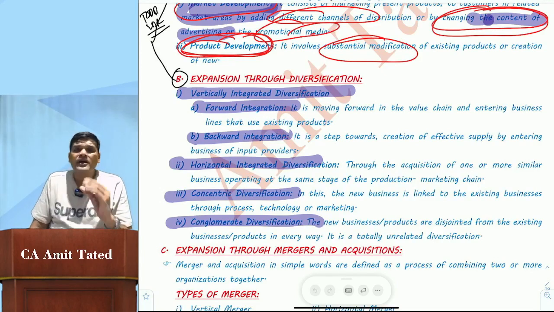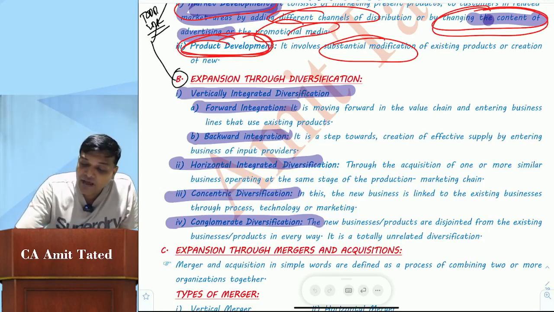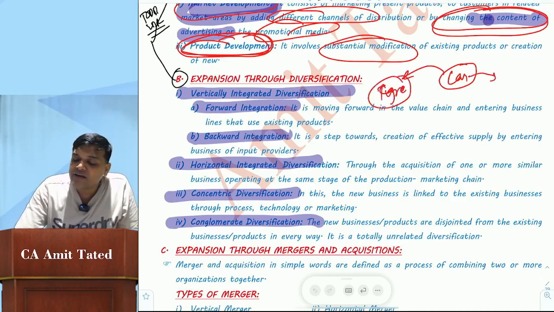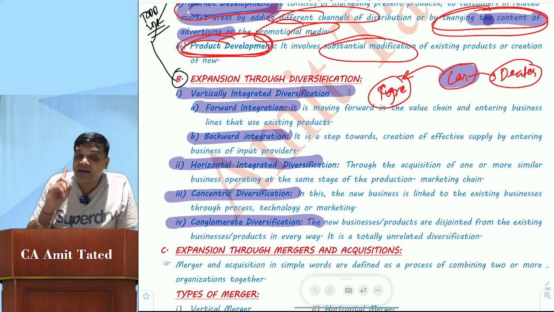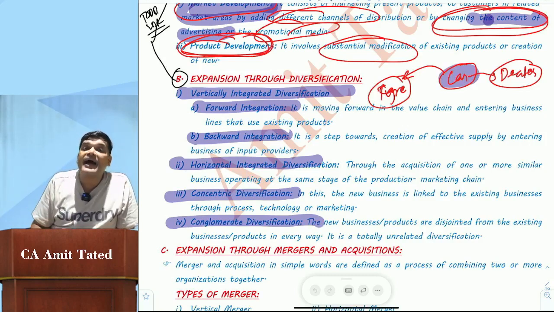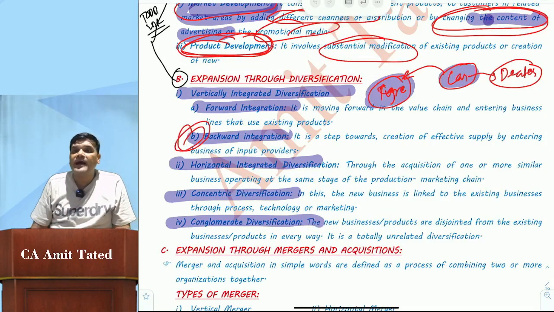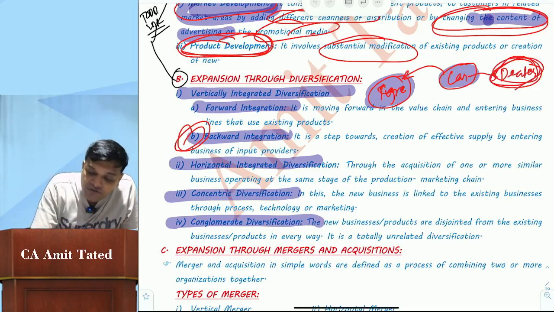Please understand this concept. What is the meaning of vertical diversification? For example, suppose I am manufacturing a car. For the car you require a tire. And once the car is manufactured, it goes to a dealer who sells the car. If, along with the car, I start manufacturing tires, this is called backward integration. If I start my own dealership myself, this is called forward integration.